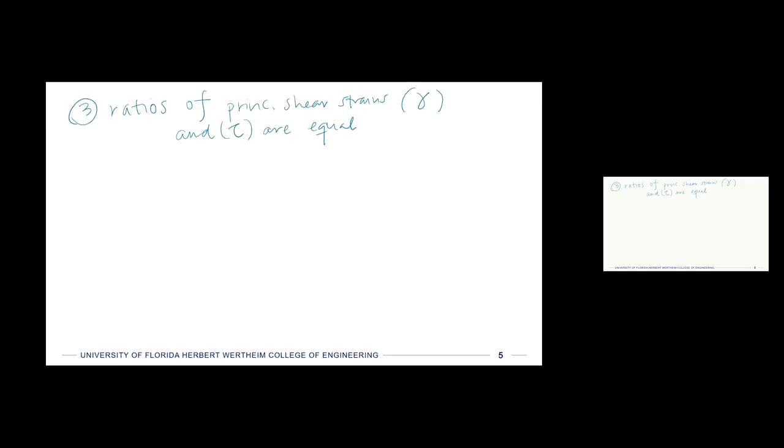This becomes critical, this is how we're going to relate these two things. So these are the definitions that we have. One of the principal shear strains was defined like this, delta 1 minus delta 2. And if we take the ratio of that to the corresponding shear stress, then that ratio is equal to the other ones.